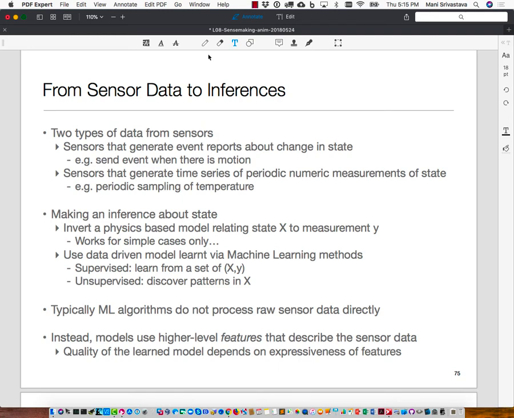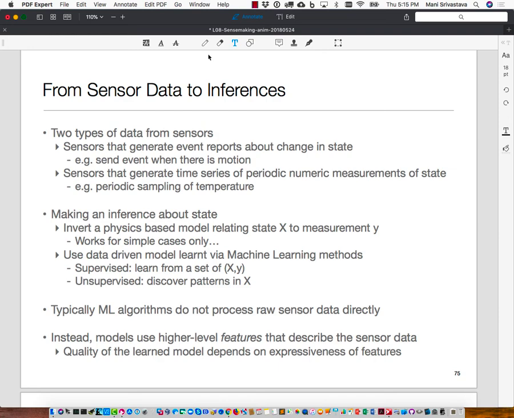And when it comes to making an inference about the state, from that observation you want to go back to the state. One approach, which works fine if what your sensor is reporting and what state you want to infer are pretty close to each other, is to simply use what I would term a physics model.